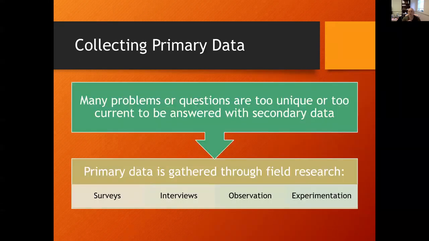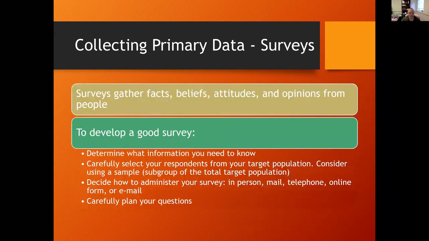Now, collecting primary data. So a lot of problems or questions are going to be unique, or they're going to be too current in order to use secondary data. Because remember, secondary data is someone else's analysis of something else. So primary data is going to be gathered through field research. So you're going to gather primary data through things like surveys or interviews, observations, or experimentation.